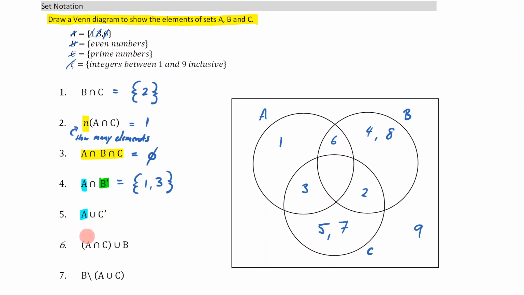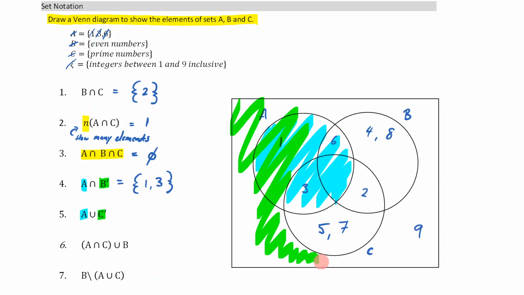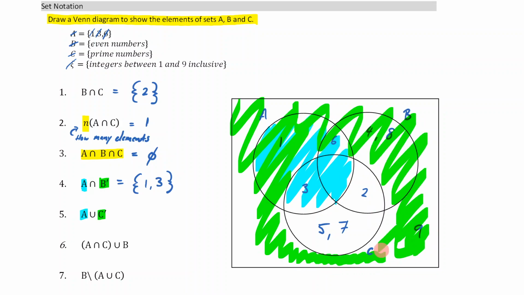Next, I have A, the union of the complement of C. All right, so let's first consider A. So A is going to be everything in this. Then I'm going to consider the complement of C. So the complement of C is everything not in C. So it's going to be everything here. Don't highlight C. Everything over here. Okay. Now remember, union means everything in A, everything in the complement of C, and also where they overlap. So in other words, it's just everything that you've highlighted here.